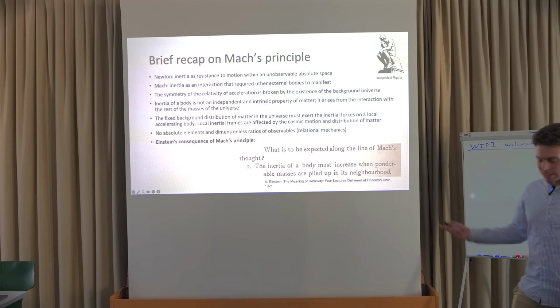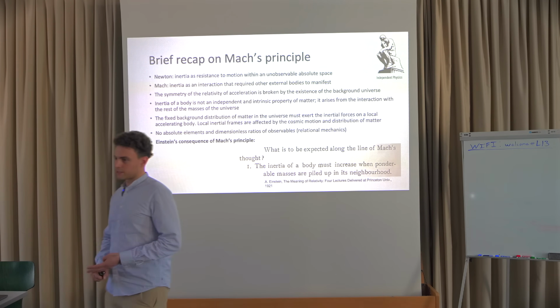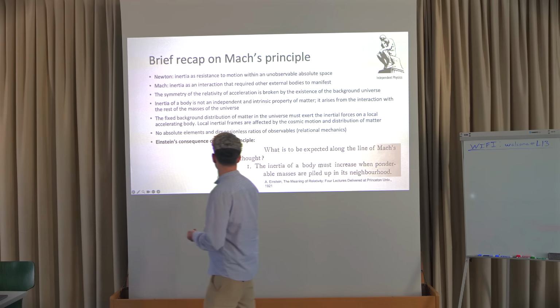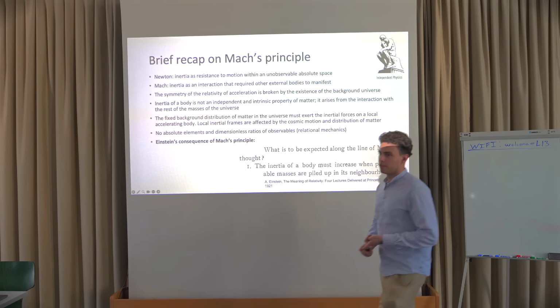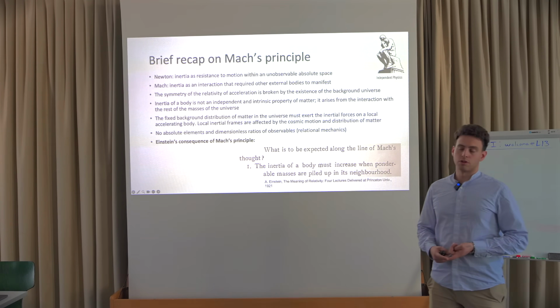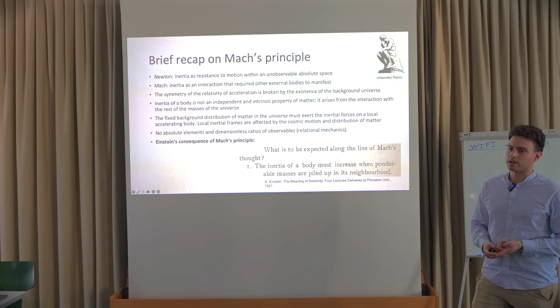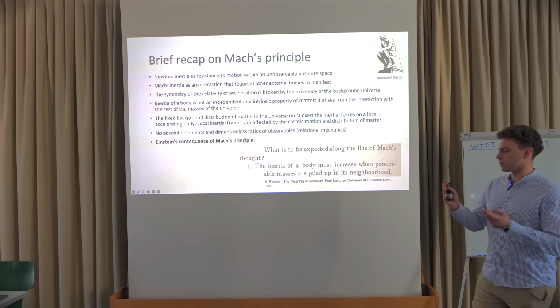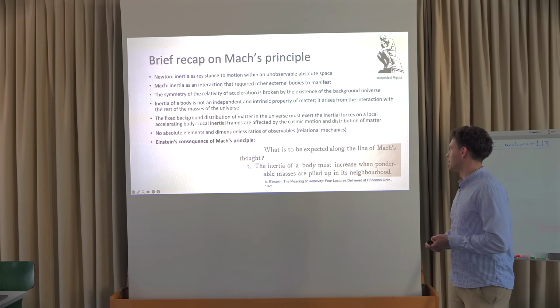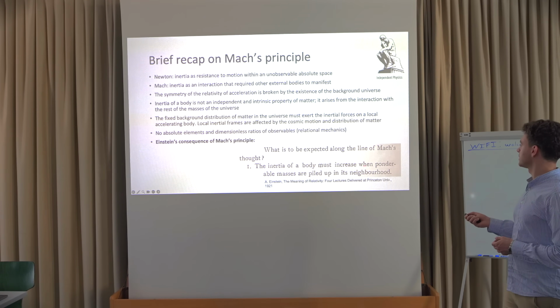But Einstein listed 3 consequences that a fully Machian theory should satisfy. Apparently, general relativity satisfies 2 of them. The one you're seeing here is the one that it doesn't satisfy. That's why people concluded very early that general relativity is not Machian. You don't get what you expect from Mach's principle in total. What Einstein said here is that, as a consequence of Mach's principle, the inertia of a body must increase when ponderable masses are piled up in its neighborhood.